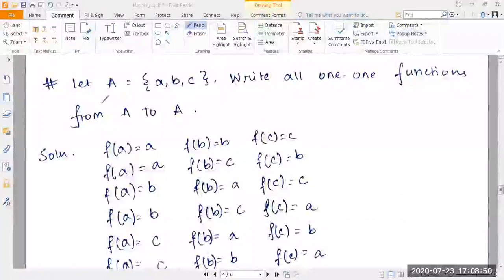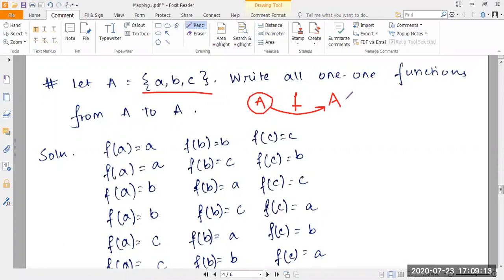The next sum that we'll be doing is: let A be a set where A consists of the three elements a, b, and c. Write all 1-1 functions from A to A. So the function f maps A to the same set A. We have one non-empty set A, and the function f maps elements of A to elements of A.